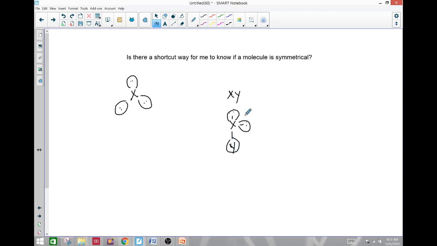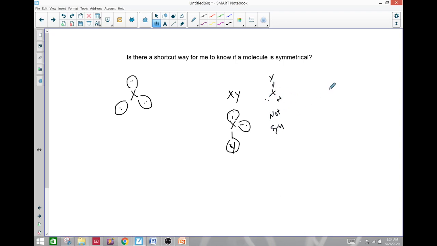Okay. Is it symmetrical? And the answer is yes. Well, sorry, its shape is symmetrical. It's still looking like this. I could even put the Y up top. It doesn't matter. So it'd be an unbonded pair, and bond to Y. This is not symmetrical.